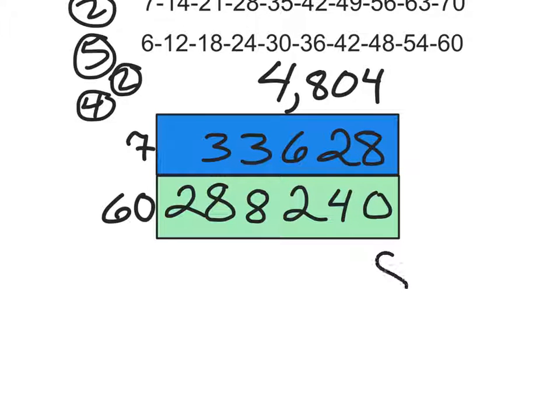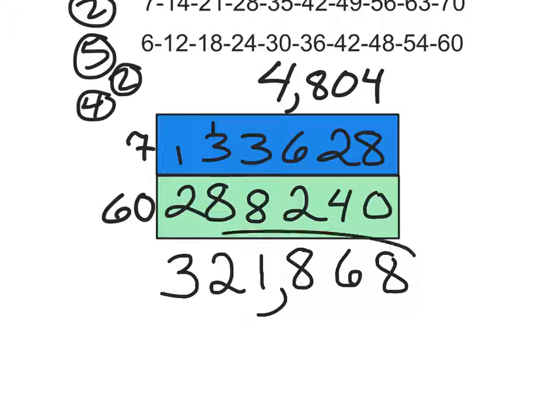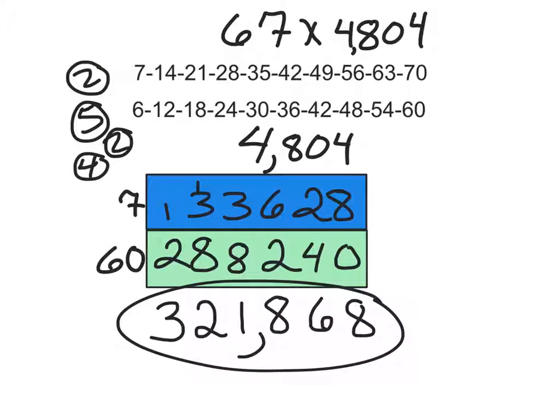8 plus 0 will give you 8. 2 plus 4 will give you 6. 6 plus 2 will give you 8. 3 plus 8 will give you 11. Drop that 1, carry that 1. And then the 3 and the 1 turn into 4. 4 plus 8 is 12. Drop the 2, carry the 1. 1 and 2 is 3. Bam! There you have it, my friends. Your answer is 321,868.